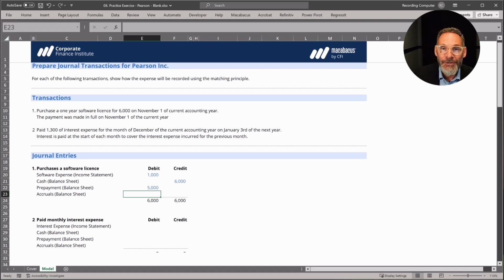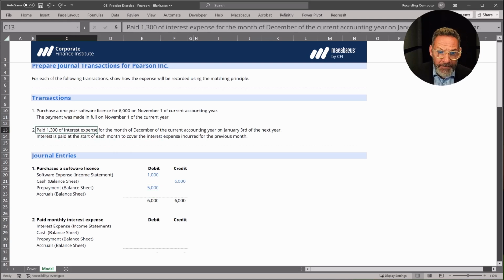Now let's do the second transaction. The second transaction is we paid $1,300 of interest expense for the month of December of the current accounting year, but we paid it after the year end on January 3rd. Now, interest is paid at the start of each month to cover the interest expense incurred for the previous month. So here we have to record an expense for the current year, even though we haven't paid that expense.